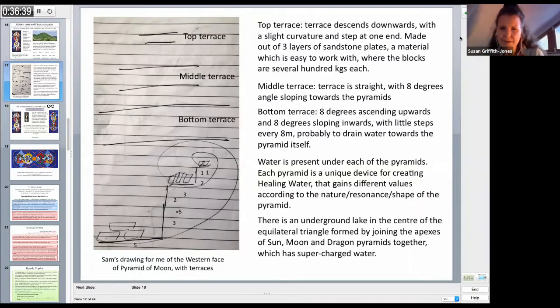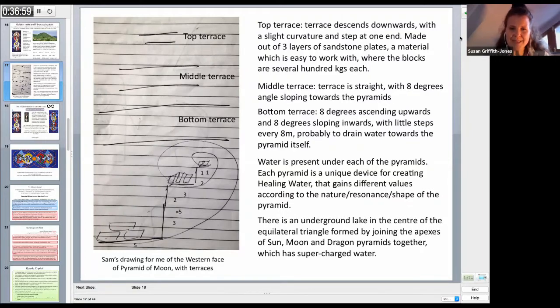So there's this kind of little angle where probably water can drain off towards the pyramids. And again, the bottom terrace is 8 degrees ascending upwards. So one is upwards, one is straight, and one is downwards, in other words. And again, 8 degrees sloping inwards with little steps every 8 meters, probably to drain the water towards the pyramid itself.